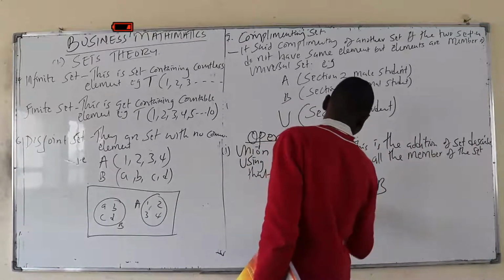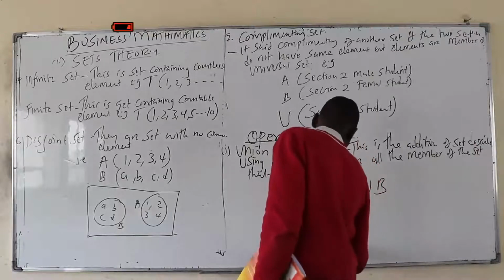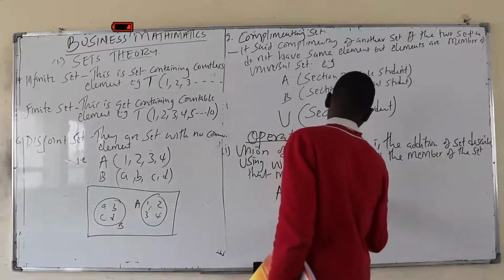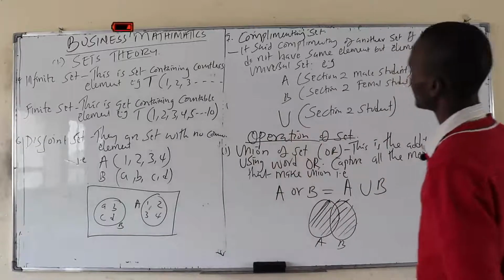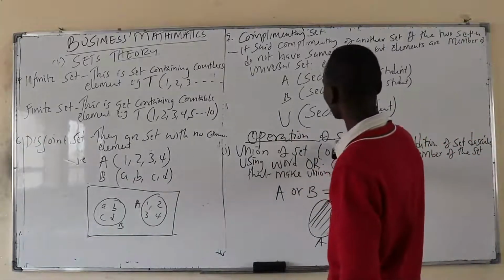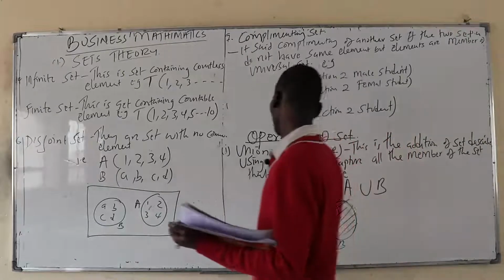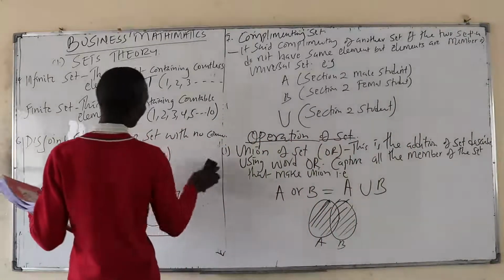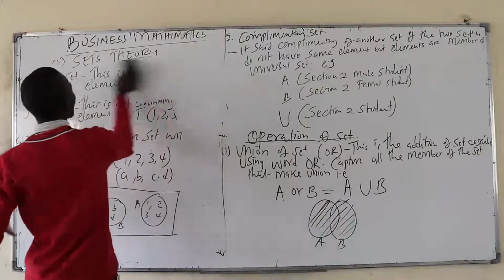So those are the types of sets we have. Let's check now the operations of sets. Under operations of sets, we have only two operations.